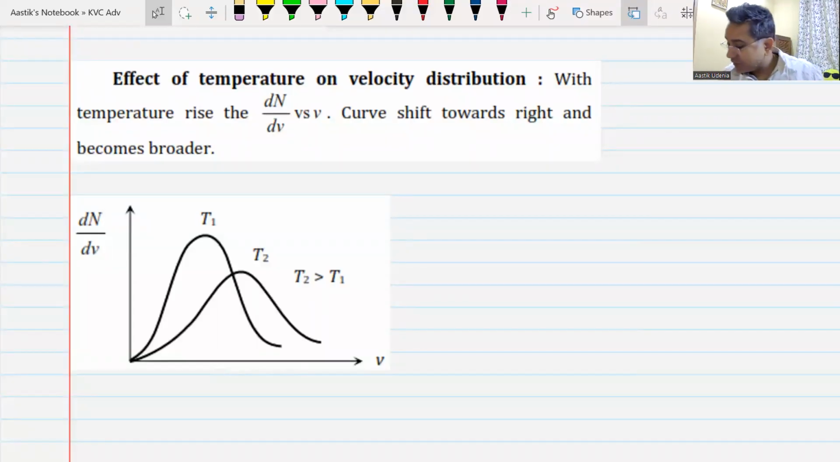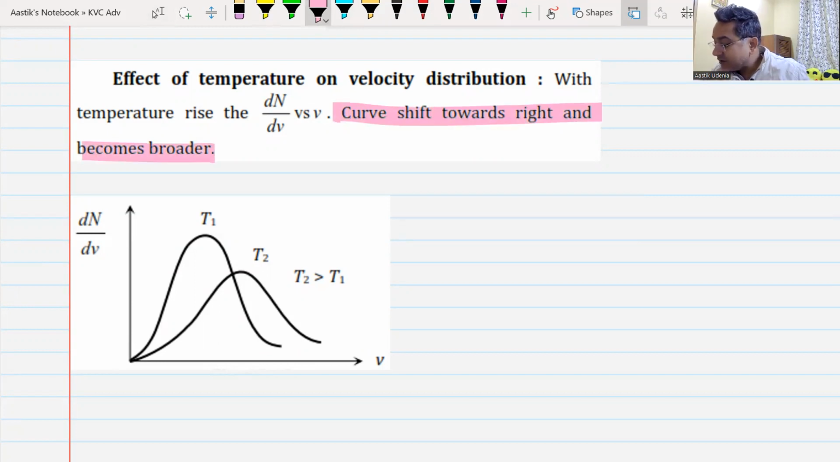Well, then this point is important. What is the effect of temperature on the velocity distribution? When the temperature rises, the curve will shift towards the right and it becomes broader. Yes, sir. This is what you need to remember. The curve shifts towards the right and it becomes broader. Do we understand this? Just note this down.